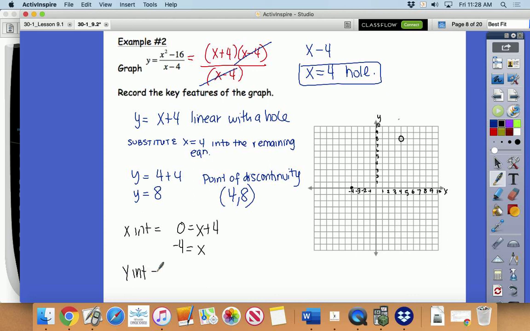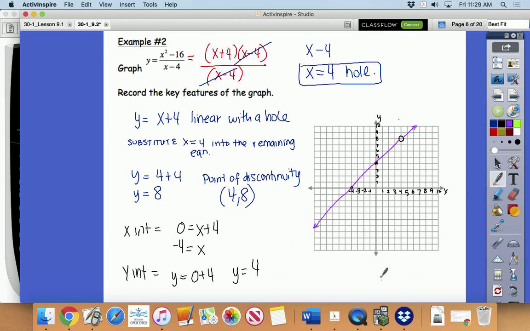Y-intercept. Make x equal to 0. So we know that we have a y-intercept of 4. And now we're going to draw a line going through it as straight as possible. Use a ruler. Make sure you have arrows on both ends. And this is my new equation, okay?